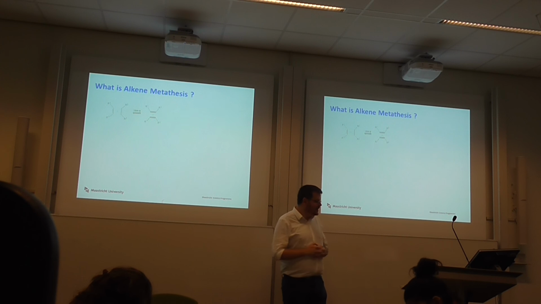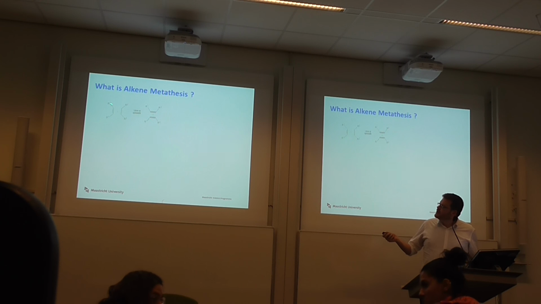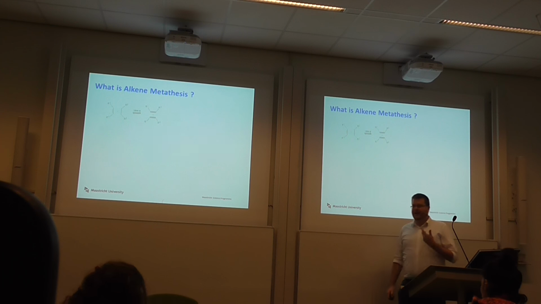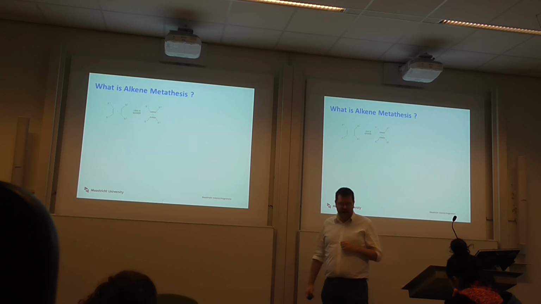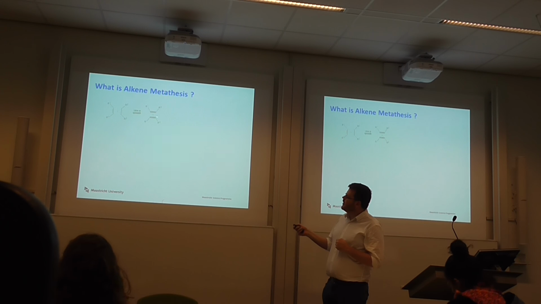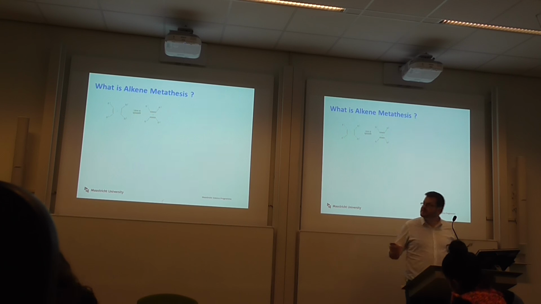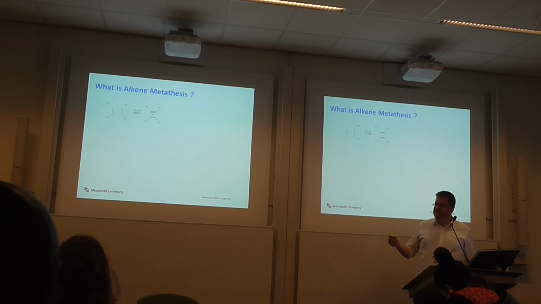In a nutshell, if you take two alkenes decorated with different substituents, here you see R1, R1, R2, R2, and you perform alkene metathesis catalytically, you end up with two new alkenes where each alkene now has the substituents R1, R2. So what has actually happened here?